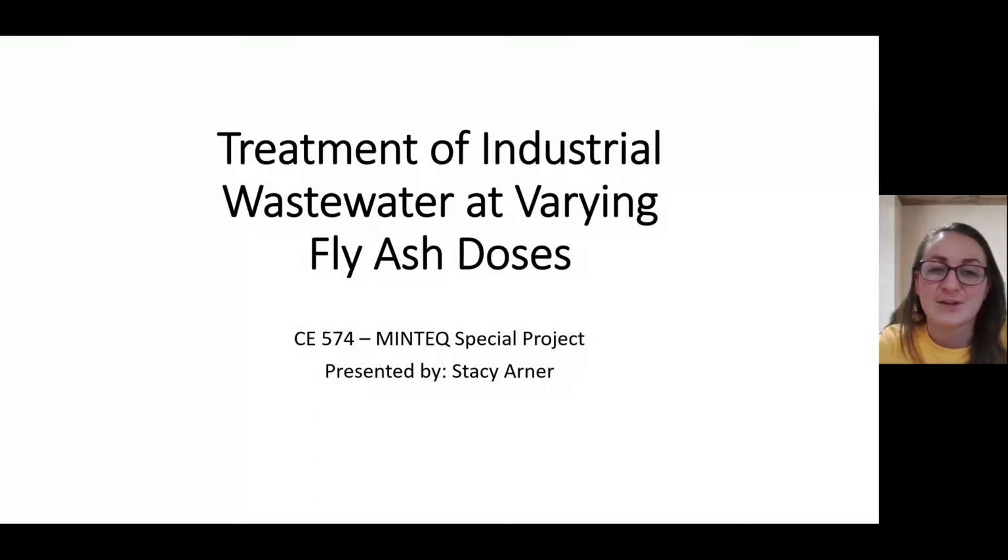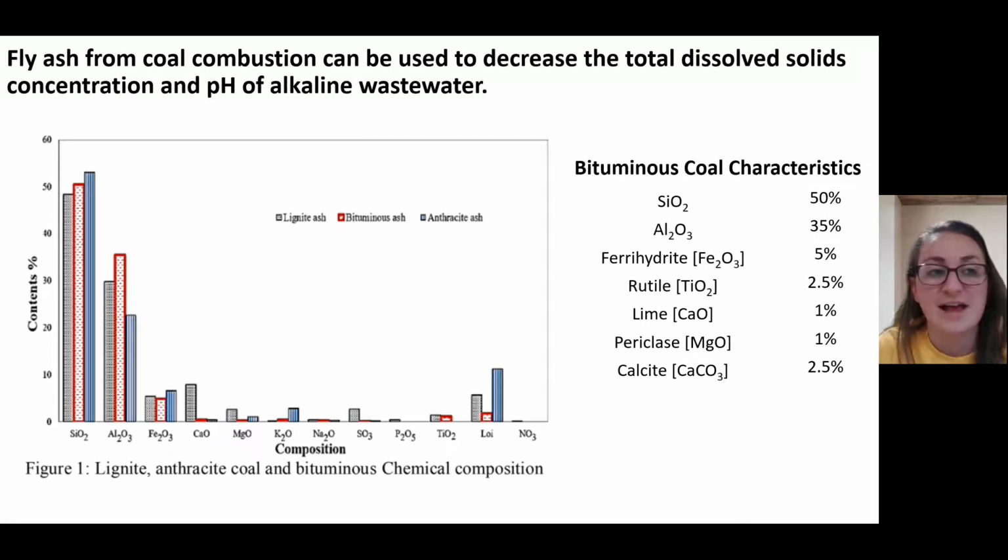Hi, for my MINTEQ Special Project, I evaluated the treatment of industrial wastewater at varying fly ash doses, and this was based off a scientific study published in the Journal of Environmental Treatment Techniques entitled Removal of Total Dissolved Solids and Total Suspended Solids from Industrial Wastewater Using Fly Ash. As a little bit of background with my project, fly ash is one of the primary waste streams from the combustion of coal in boilers.